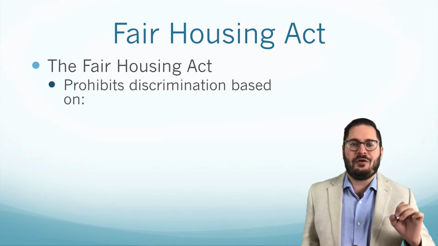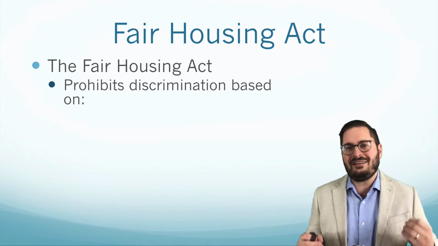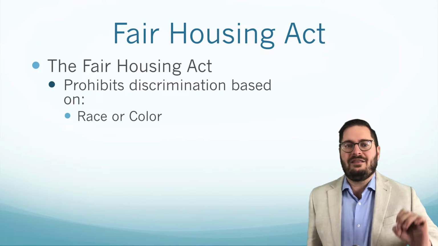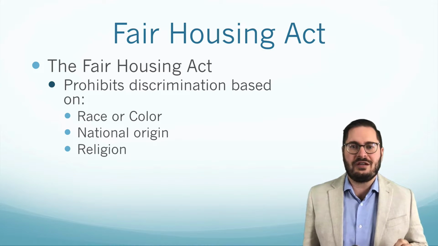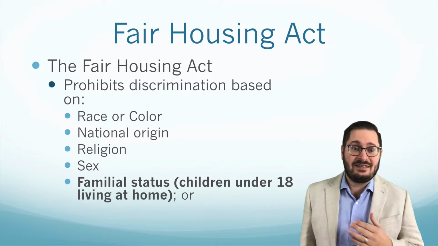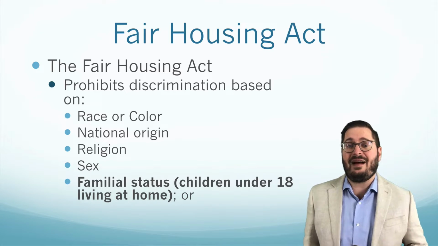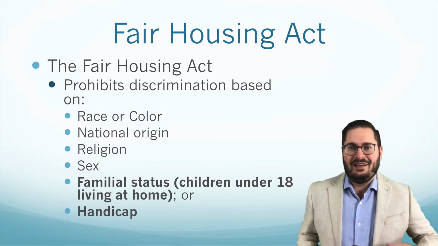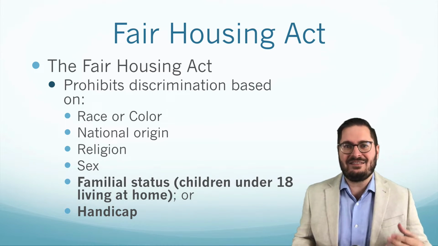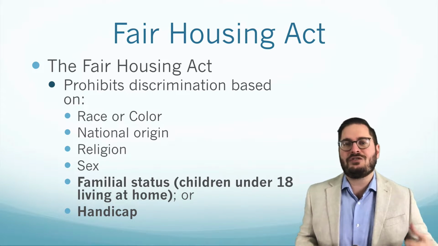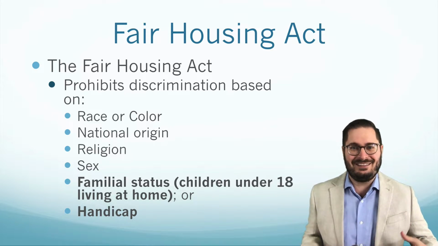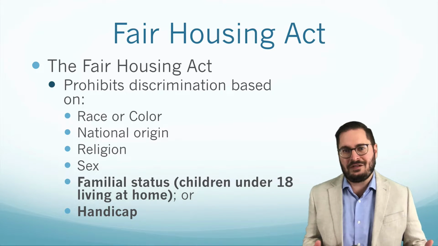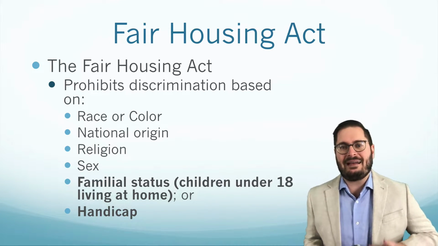The Fair Housing Act prohibits discrimination against the protected class, which is defined as somebody based on their race or color, national origin, religion, sex, familial status, which is defined as children under 18 living at home, or handicap. That is how a protected class applicant is defined under the Fair Housing Act. Now, of course, the Fair Housing Act covers fair housing and deals with loans for dwellings. That's what we're talking about is fair housing. But the Equal Credit Opportunity Act is slightly different.